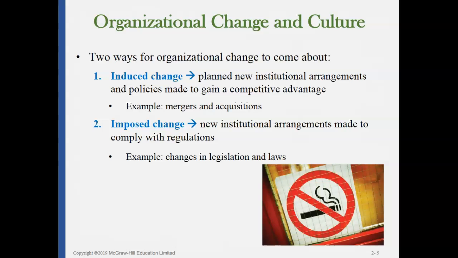Organizational change and culture. There's two ways for organizational change to come about. One is induced change, and that's planned new institutional arrangements and policies made to gain a competitive edge. An example, mergers and acquisitions, when companies combine, that's an induced change. And then another one is an imposed change, and that is when new institutional arrangements are made to comply with regulations. An example they give in this slide is when all the restaurants became non-smoking, they had to change all their policies and remove the smoking areas and enforce this new law.